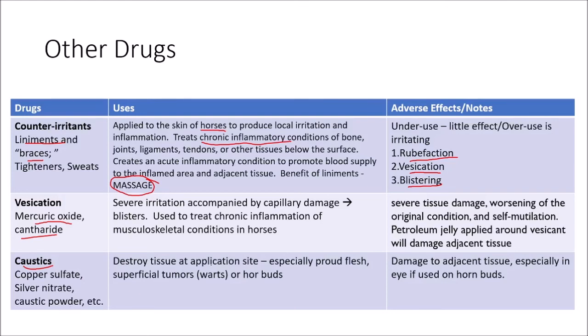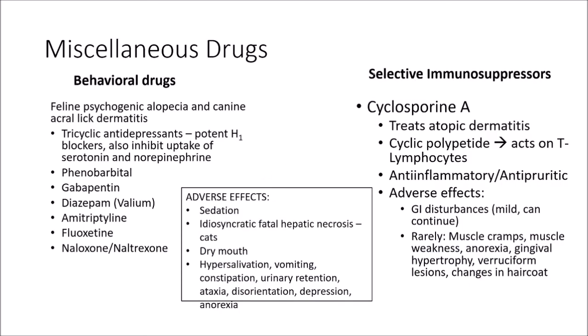Some other miscellaneous drugs we use for skin include behavioral drugs. Cats and dogs can damage their skin by licking or chewing on themselves, and this can be due to behavioral issues: feline psychogenic alopecia and canine acral lick dermatitis. Tricyclic antidepressants are potent H1 histamine blockers that also inhibit the uptake of serotonin and norepinephrine. So they do help with the itching and also the behavioral component that leads to these diseases.